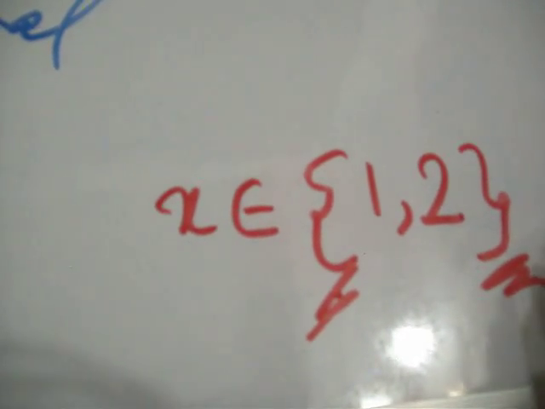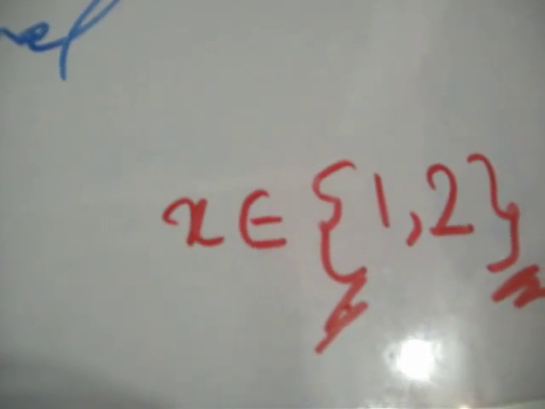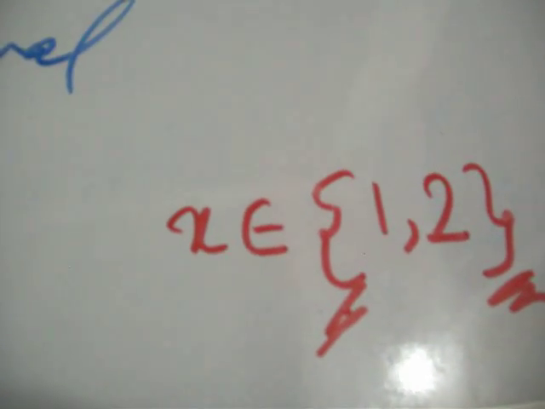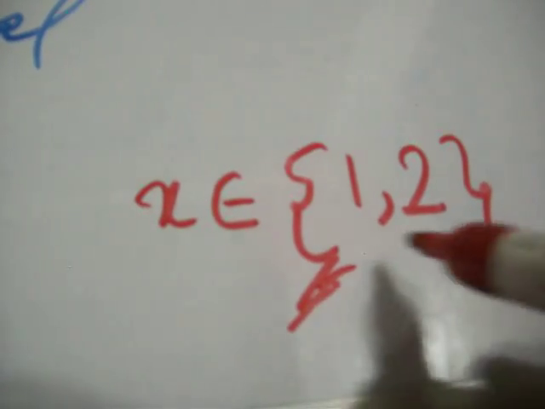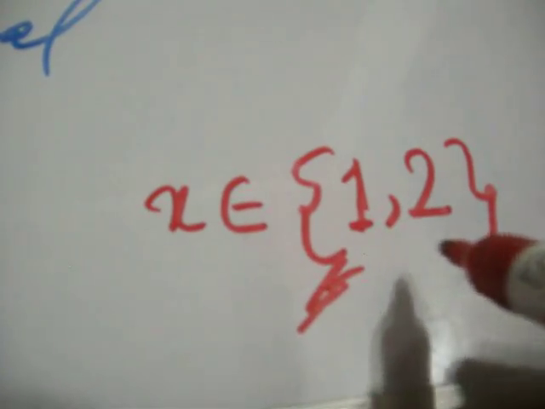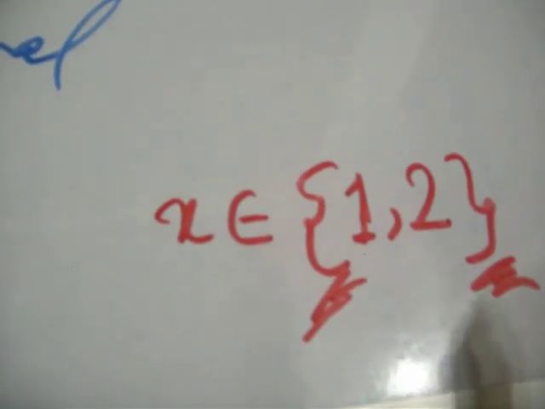It's called a singleton set. I may have said the wrong word, but these brackets mean that x has the value only and only 1 and 2 and nothing else.